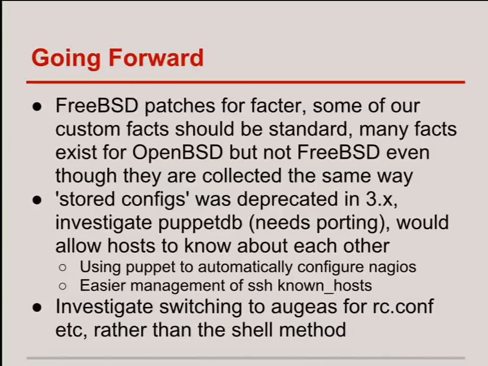Puppet has classes to write out Nagios files, but it requires storing the config of every server in the Puppet master so that you have the variables you need to plug it in, and that requires a database. The one way they had to do a database using Ruby's ActiveRecord class to just talk to any MySQL server is deprecated now. And the only way to do it is with PuppetDB, which is this big Java thing, and isn't ported to FreeBSD yet. So we're not auto-configuring Nagios yet, and it's something we would like to do. So we have to figure out how to make PuppetDB work.